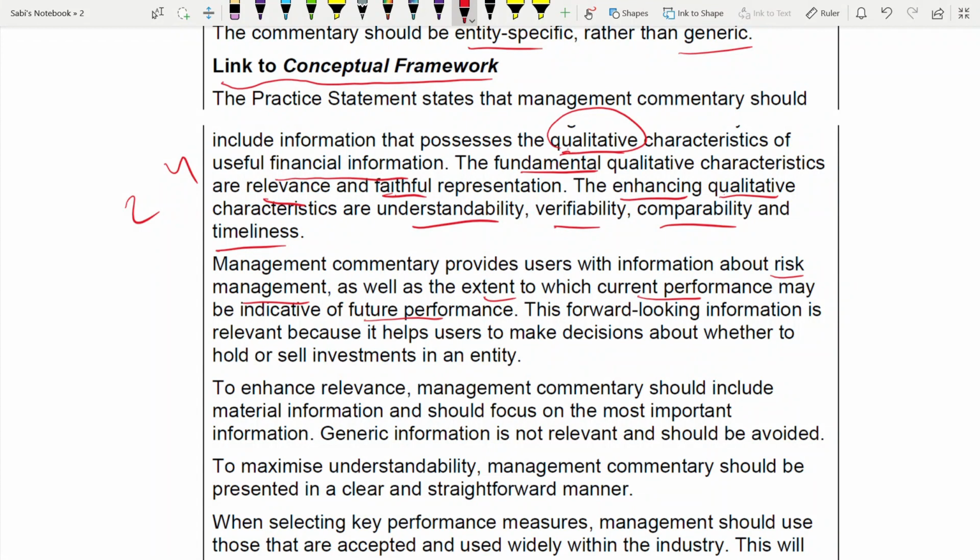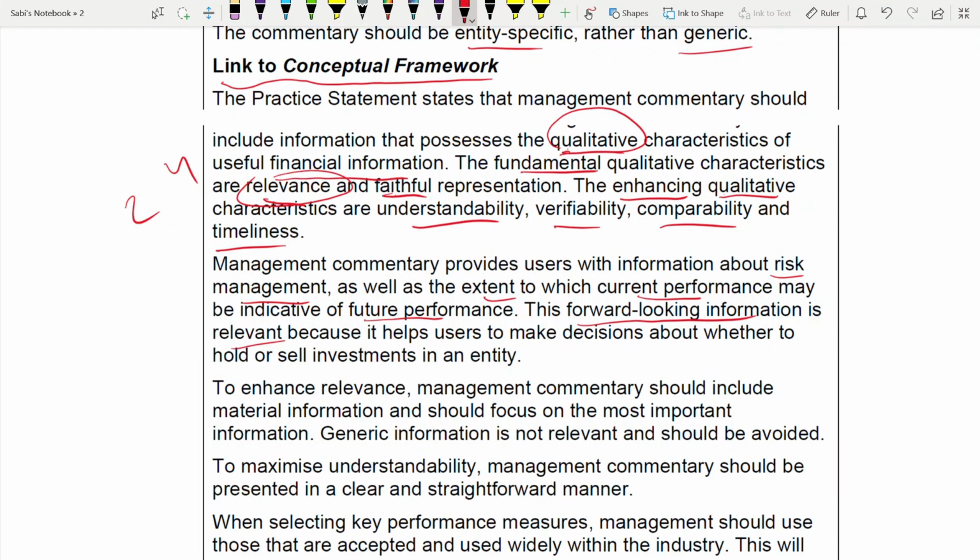So now we have to talk about relevance and faithful representation. Now we have listed the 6 characteristics. After that you link them one by one. First they have talked about relevance. How is that relevant? Because remember, management commentary includes forward-looking information. It is relevant. Why? Because it helps users to make decisions whether to hold or sell investments in an entity. Right? Whether you have to hold or sell, it is based on that information. So therefore it's relevant. Okay. So the relevance part is over.